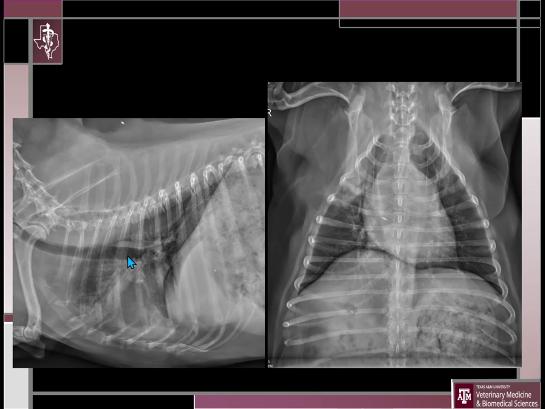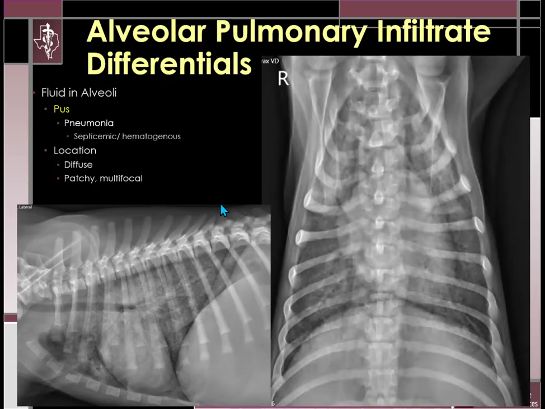Here's the alveolar pattern in that cranial lung lobe, and in the middle lung lobe, here's our alveolar pattern, kind of cranially distributed and ventrally distributed. If you have a hematogenous type pneumonia, in other words septicemia, because that infectious process was spread through the blood, it causes a diffuse pattern. So if you have this diffuse pattern, it could be a septicemic pneumonia. Sometimes it's a little patchy in that some areas are more severely affected and other areas less affected.